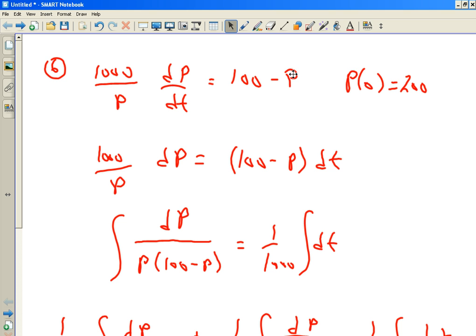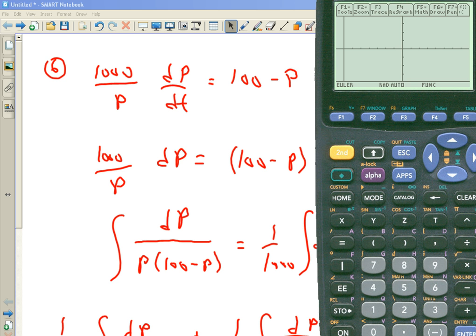So I need to see at least up to 200, so let's change the window. Do we need negative time? Nah. Let's say 7.9 days or weeks or whatever the units are. That's fine for now. And I don't need negative black bears, do I? So let's go up to at least 200 to see the initial condition, and maybe a 10 here just to see some tick marks. All right, let's see what that looks like.